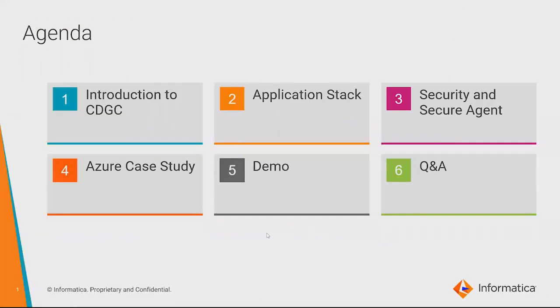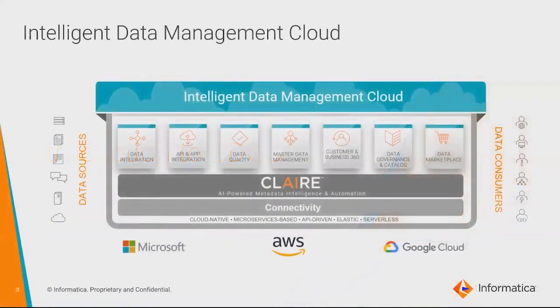Here is the agenda for today's webinar. We'll go through the introduction of Cloud Data Governance and Catalog, application stack of it, security and secure agent, Azure case study, demo, and question answers. Data Governance and Catalog application has been introduced in Intelligent Data Management Cloud. It is basically a cloud native microservices based API driven elastic serverless platform. It coexists with other applications like data integration, API and app integration, data quality, master data management, customer and business 360, and data marketplace and other applications.